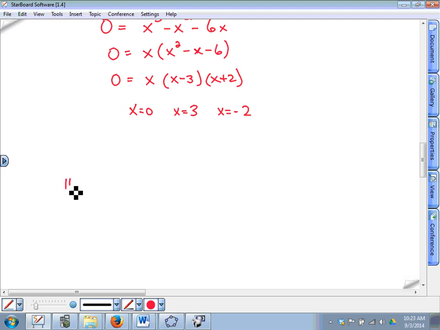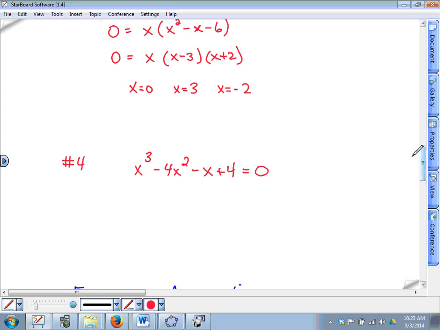Read me number 4 if you would, please. Yeah, x cubed minus 4x squared minus x plus 4 equals 0. Okay. This is question 4. I want you to write this down.